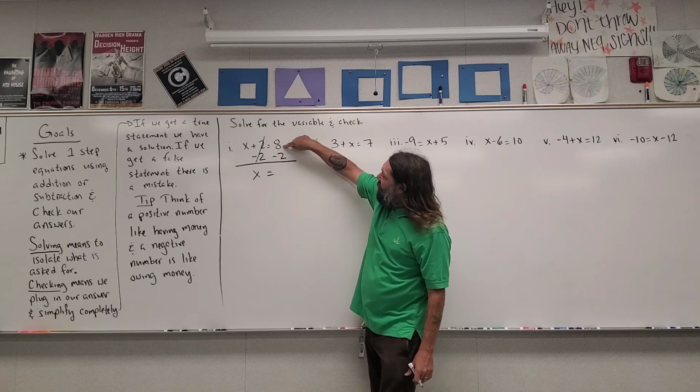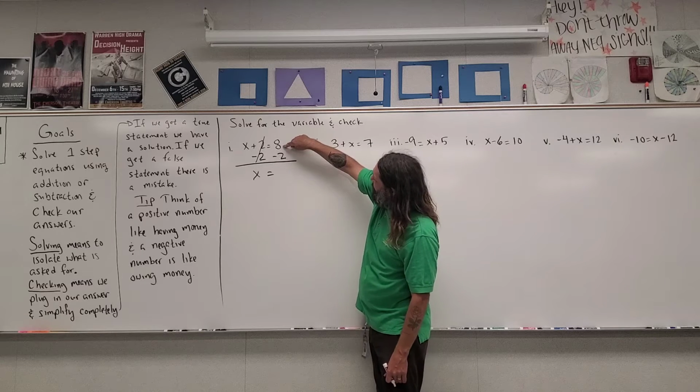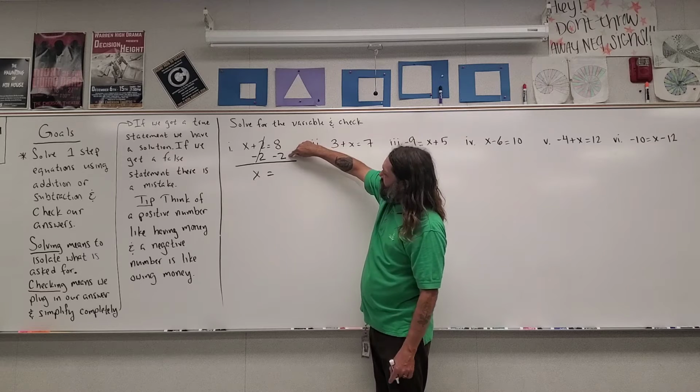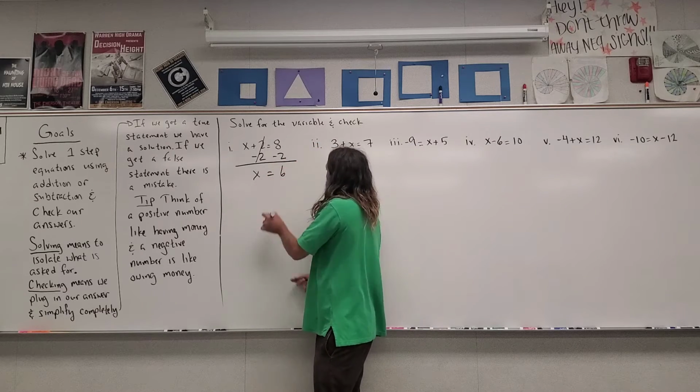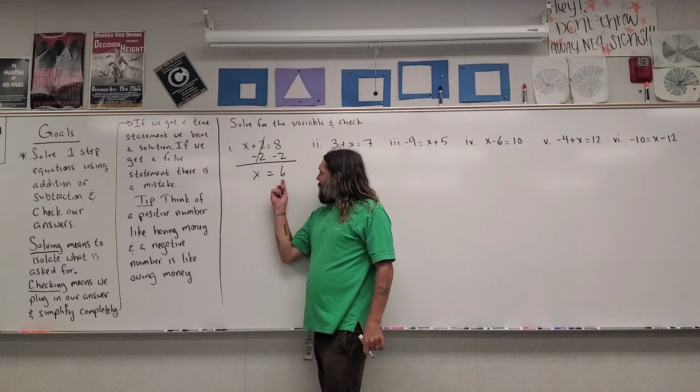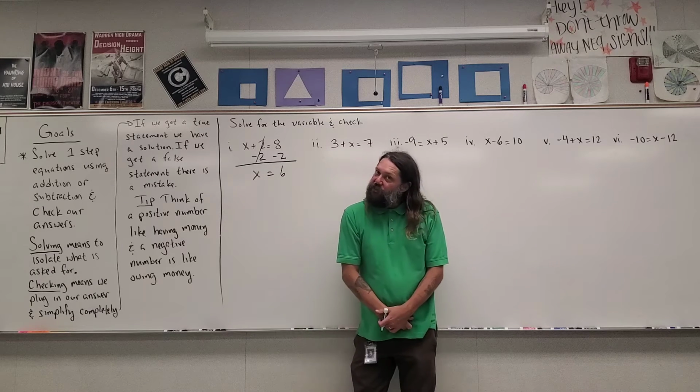Now let's think about having money and owing money. There's no negative sign in front of this 8, so it's considered a positive 8. If I have $8, I spend 2 because I owe 2. That means that I'm left with $6. I've isolated x and I've got my answer. Now let's check.